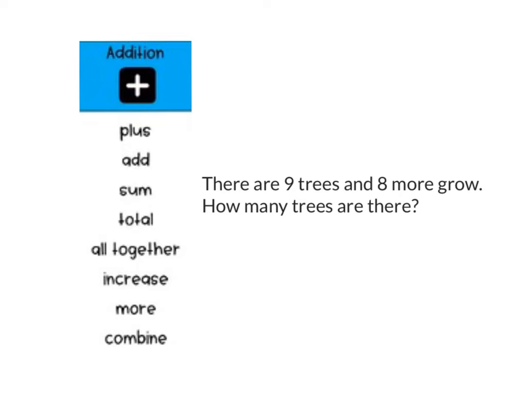And if I have a problem like this, there are 9 trees and 8 more grow. How many trees are there? Then I know that this is an addition problem because it uses the word more. And that tells me I need to add. So 9 plus 8 will be the equation that I write to answer this question.